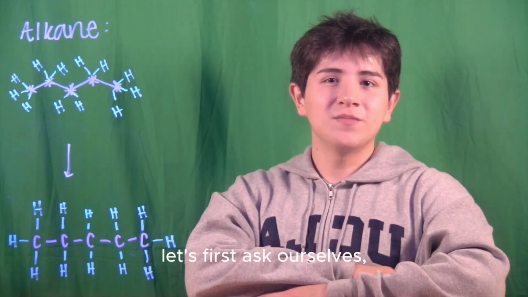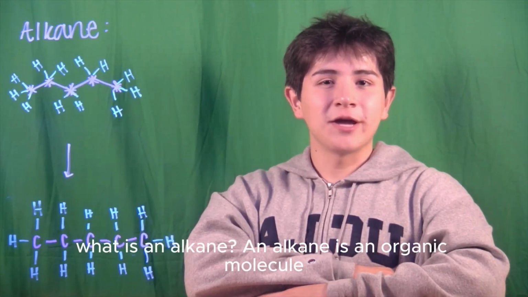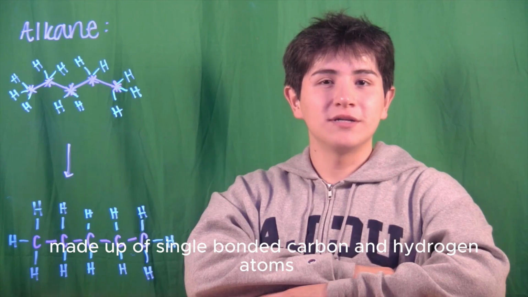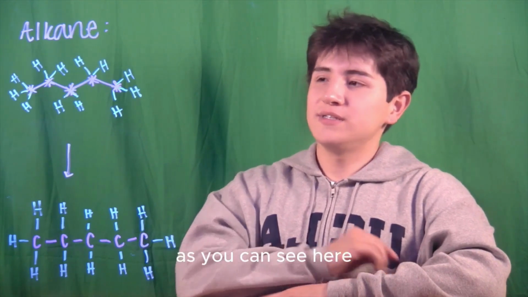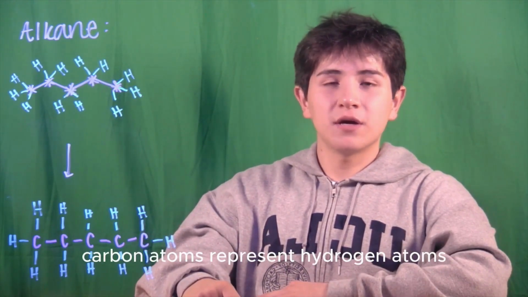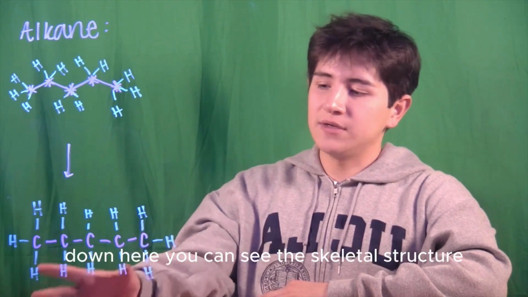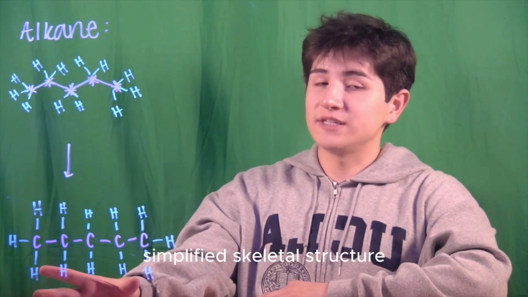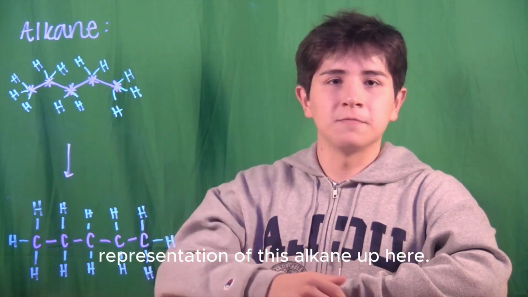Let's first ask ourselves, what is an alkane? An alkane is an organic molecule made up of single-bonded carbon and hydrogen atoms. As you can see here, the purple asterisks represent the carbon atoms, and the blue H's stemming off of those carbon atoms represent hydrogen atoms. Down here, you can see the simplified skeletal structure representation of this alkane up here.